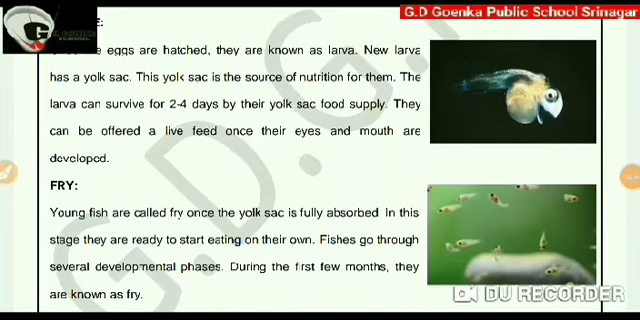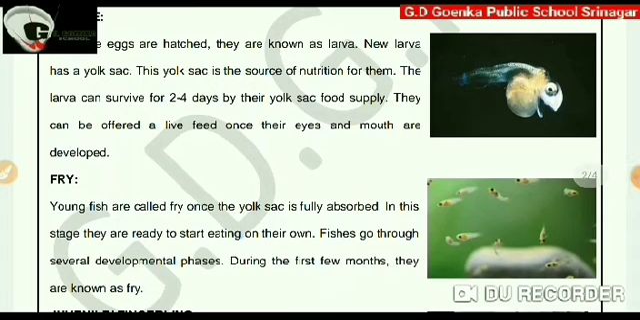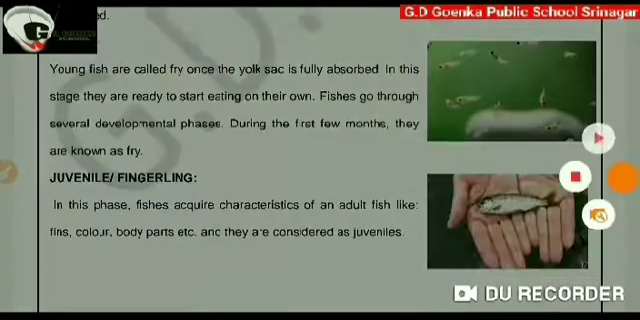Now, the second stage is larvae. Once the eggs are hatched, they are known as larvae. A new larva has a yolk sac. This yolk sac is the source of nutrition for them. The larva can survive for 2 to 4 days on their yolk sac food supply. They can be offered live food once their eyes and mouth are developed.